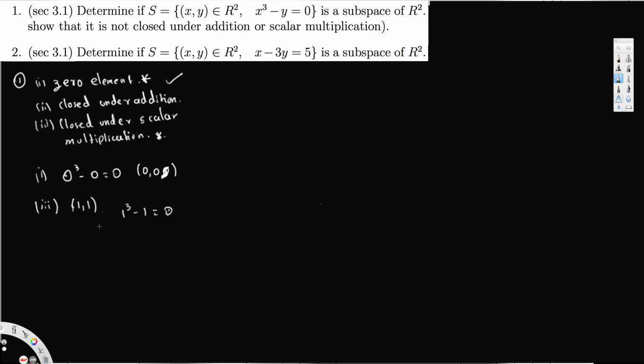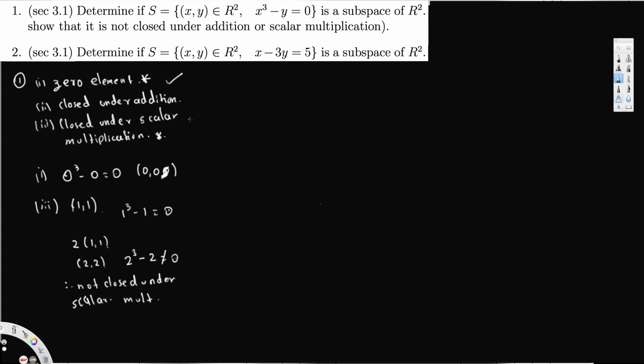Then to test scalar multiplication, let's multiply this by 2. We can multiply by any scalar. So 2 times (1, 1) is (2, 2). Let's see whether it is true: 2 cubed minus 2, is it equal to 0? 2 cubed is 8, minus 2, not equal to 0. Therefore this is not closed under scalar multiplication. That's a proof for this.